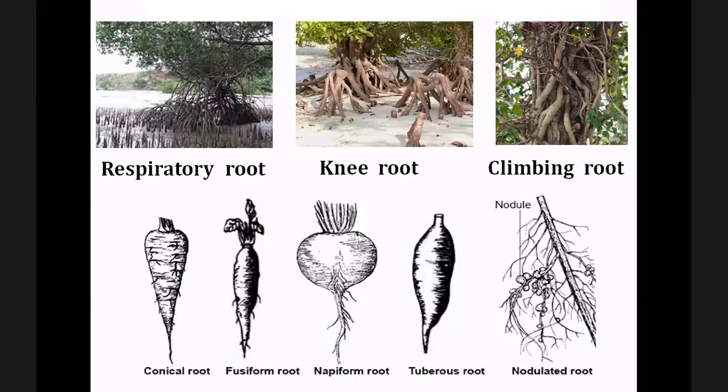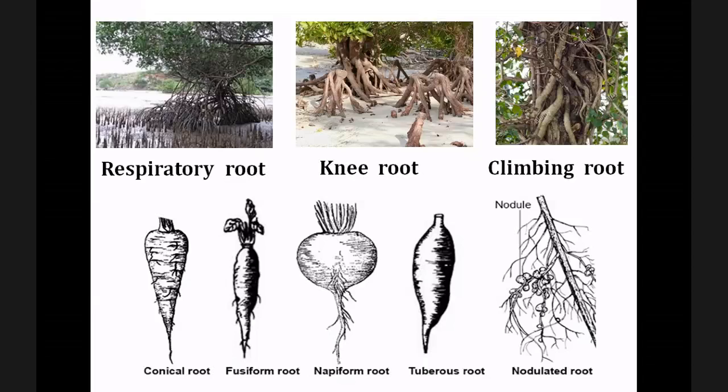Another root is the knee root, which is also one of the respiratory roots. This also comes out from the ground, but there is a loop-like structure. You can observe it in the picture; there is a root loop.